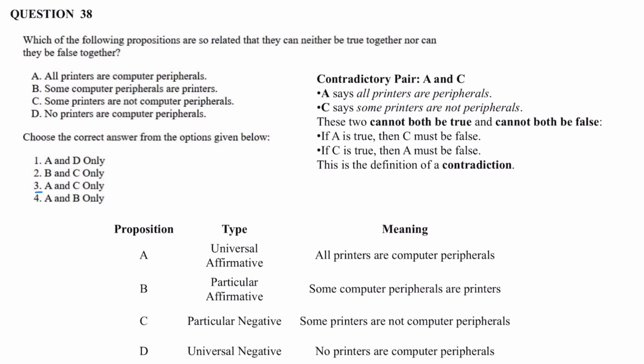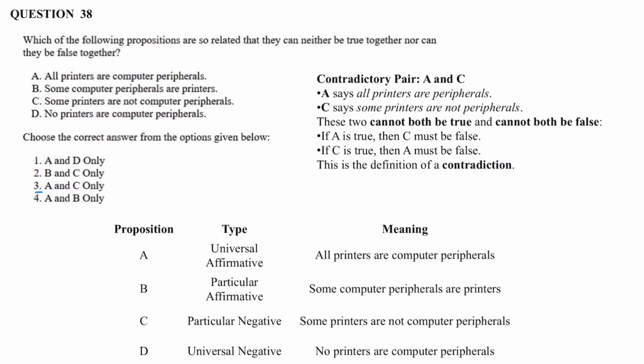For B, some computer peripherals are printers, particular affirmative. Some printers are not computer peripherals, particular negative. No printers are computer peripherals, universal negative.